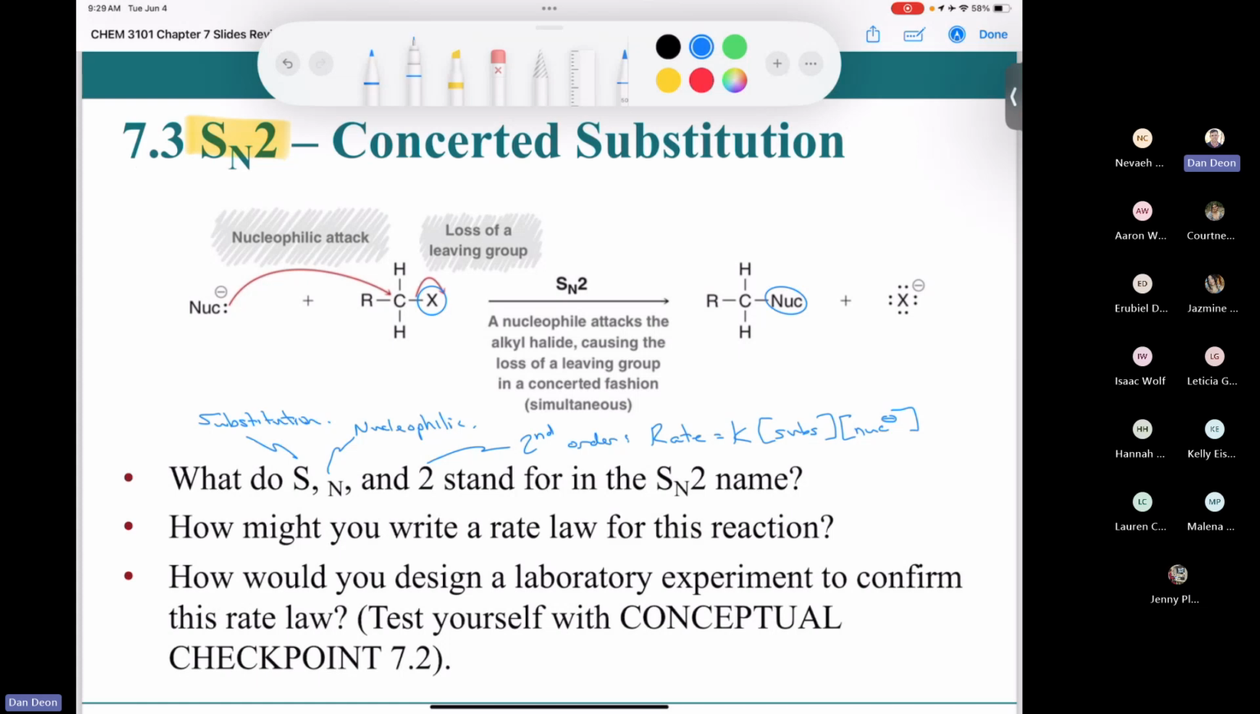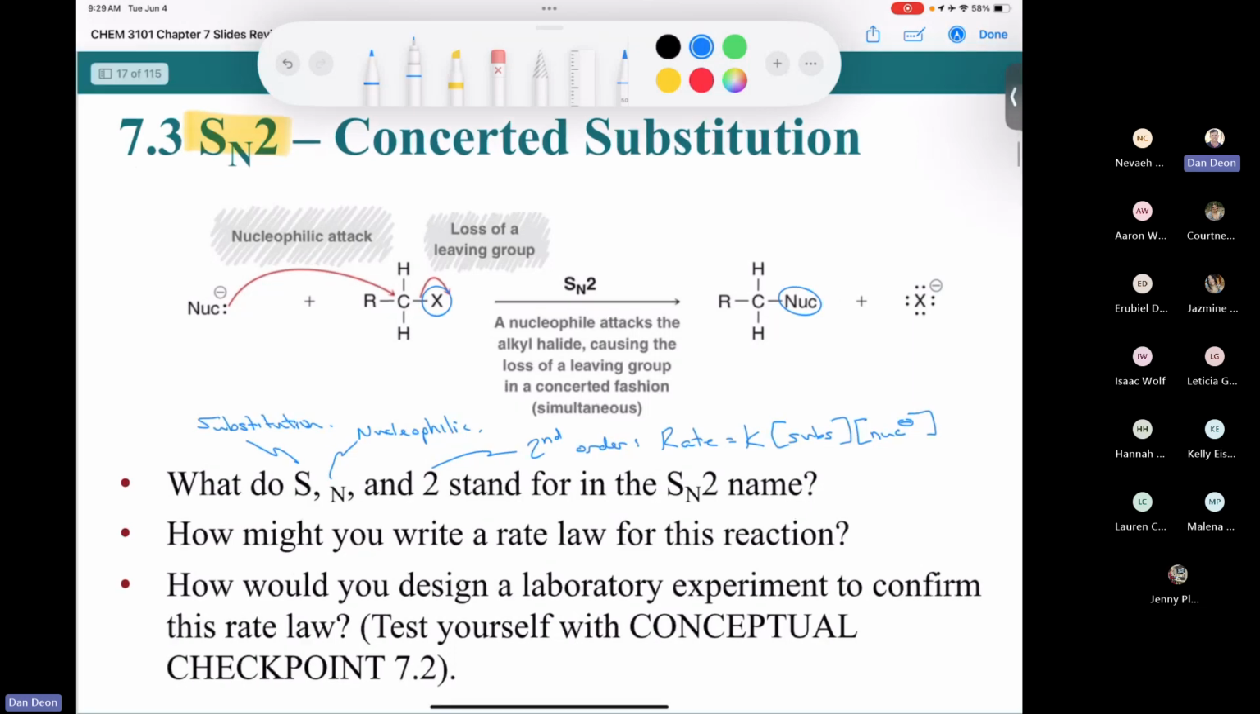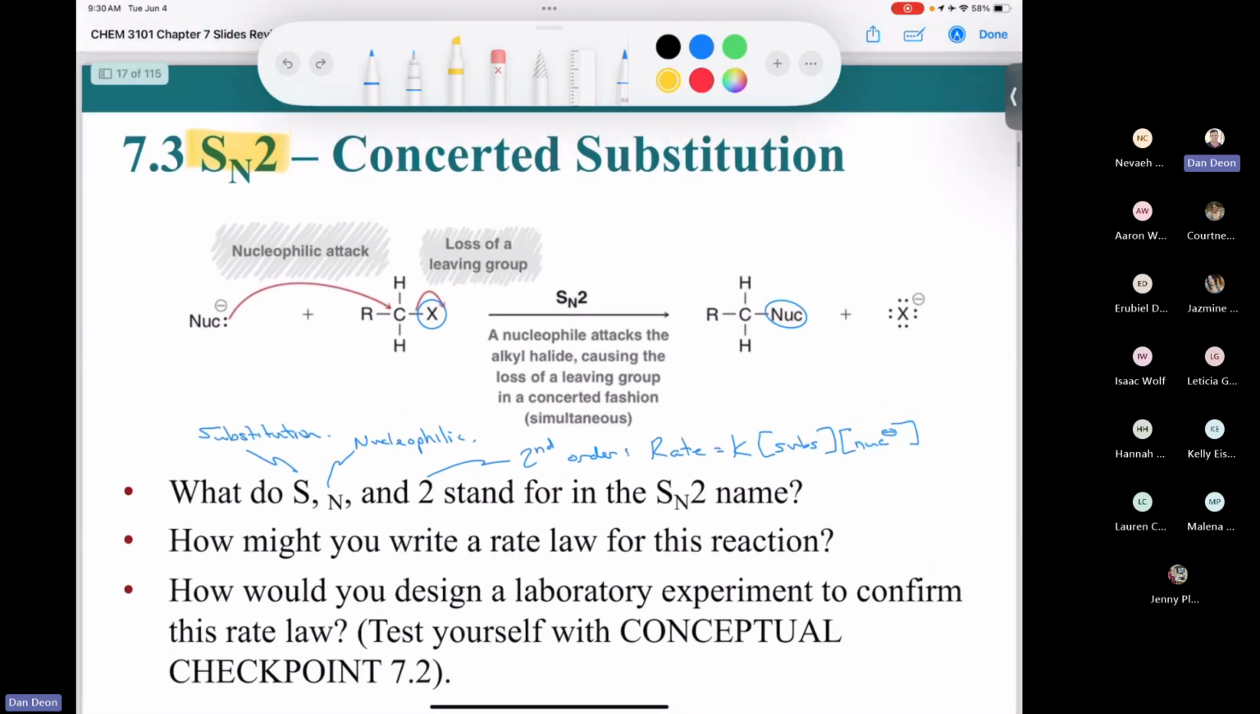It says, how would you design a laboratory experiment to confirm the rate law? Well, what you would do is you would leave the concentration of the substrate constant, and then you would change the nucleophile, and then you could leave the nucleophile concentration constant, and you would change the concentration of the substrate, right? This is similar to the method of initial rates that you would have seen in general chemistry too.